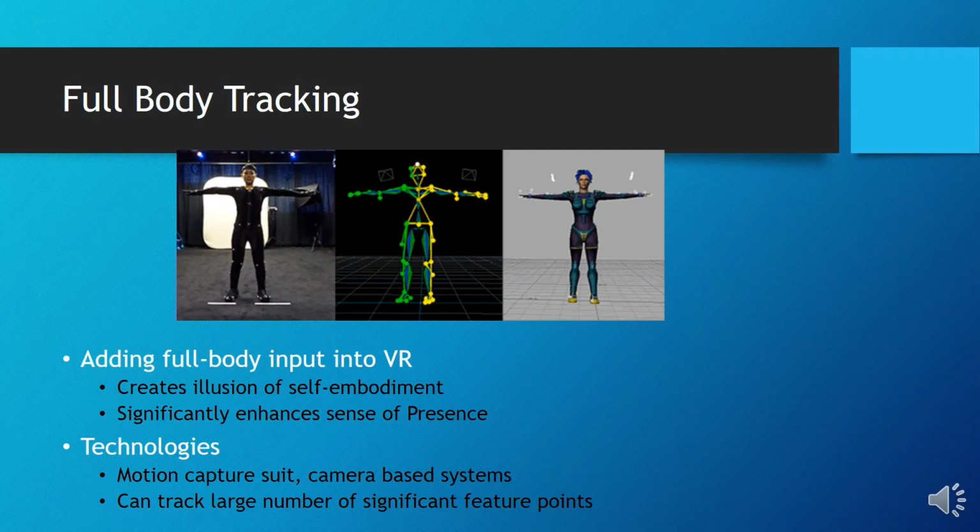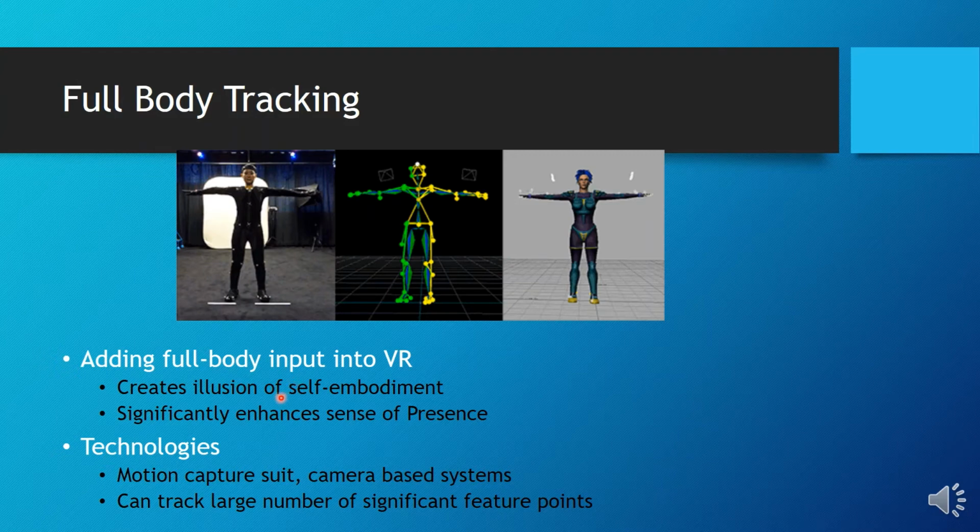Besides eye tracking, we also have full body tracking as a VR input device. If you look at this figure, there is a person wearing a bodysuit, and if you look closer, there are some trackers on their body, on each area of the bodysuit. It will add full body input into the VR.